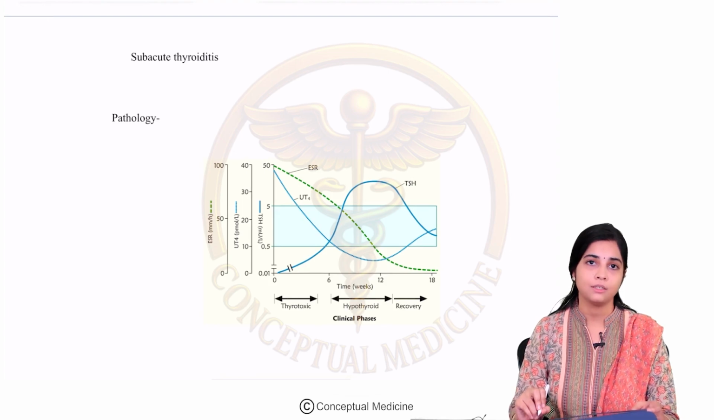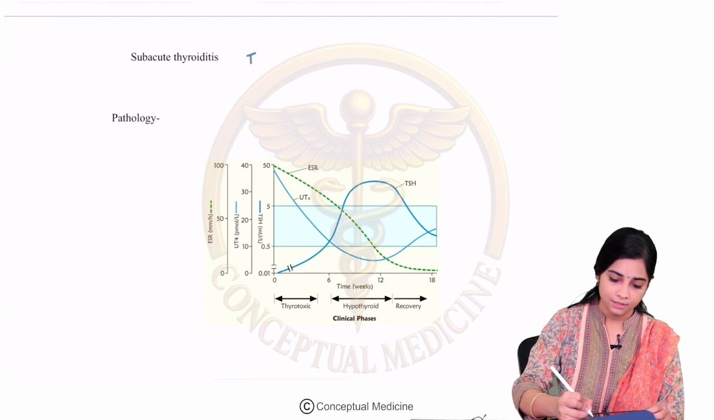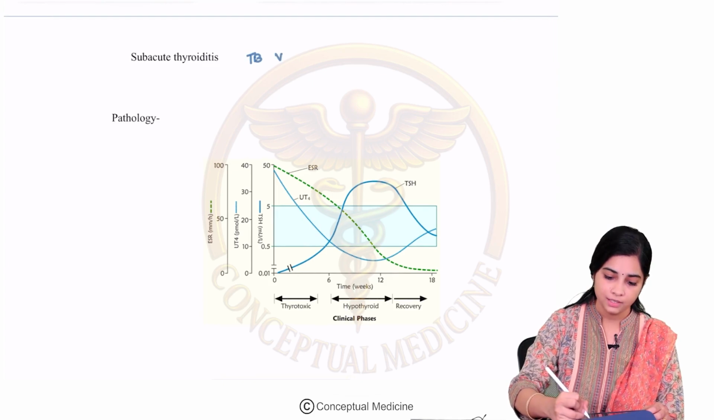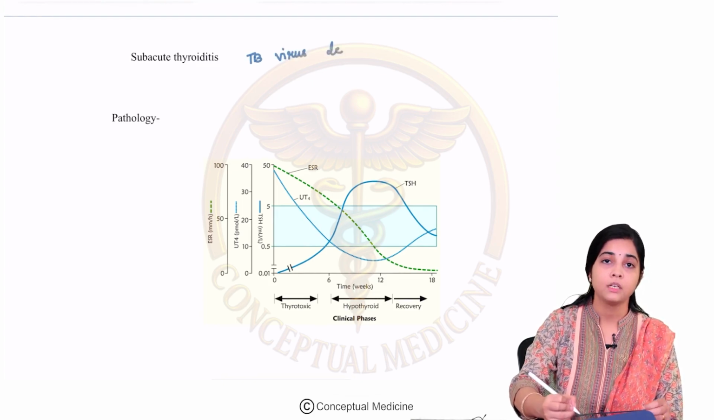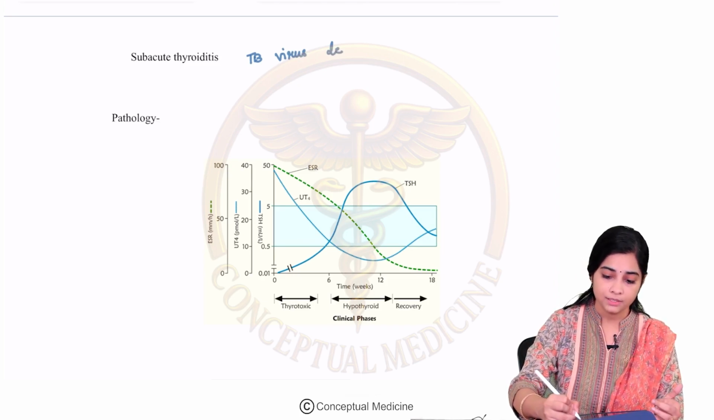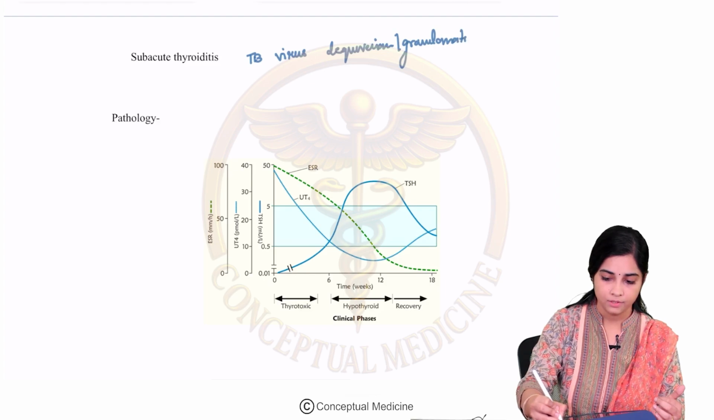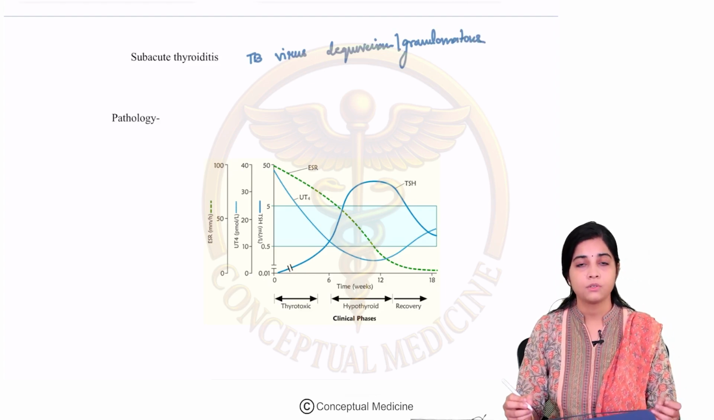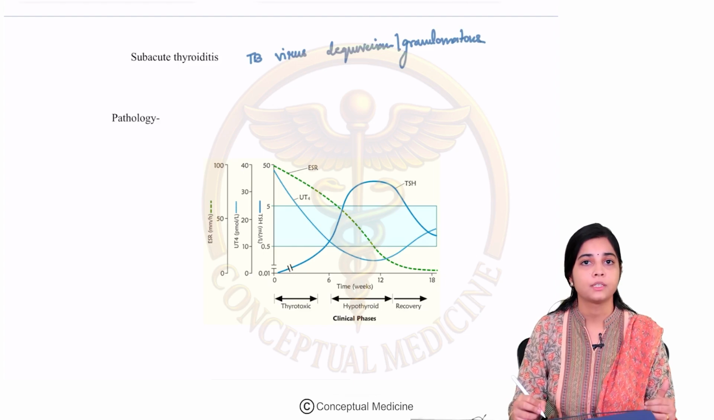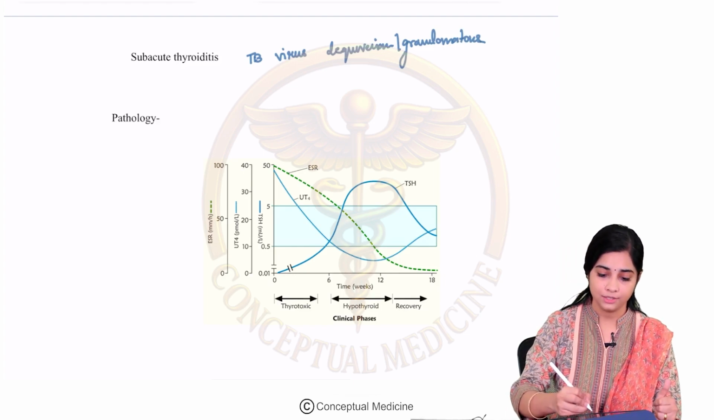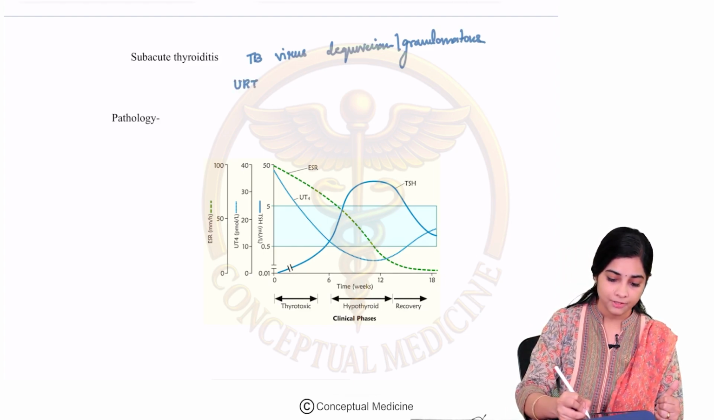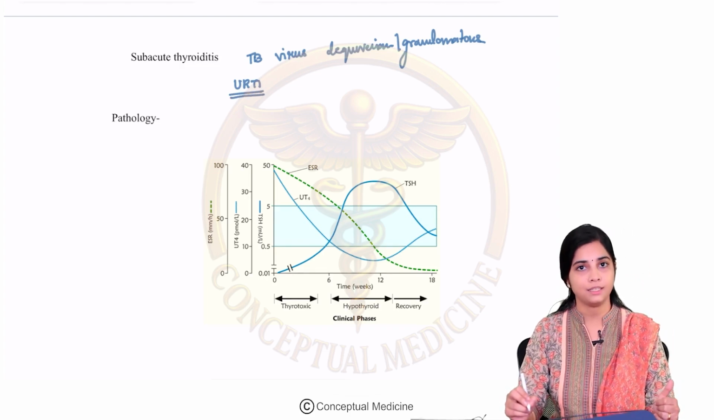What did we learn are the causes for subacute thyroiditis? We have learned about mycobacterial infections, then viral infection. Then there is another form where the cause is specifically unknown, a type of subacute thyroiditis which we call the de Quervain thyroiditis or granulomatous thyroiditis. Most often the trigger for a subacute thyroiditis is viral in nature.